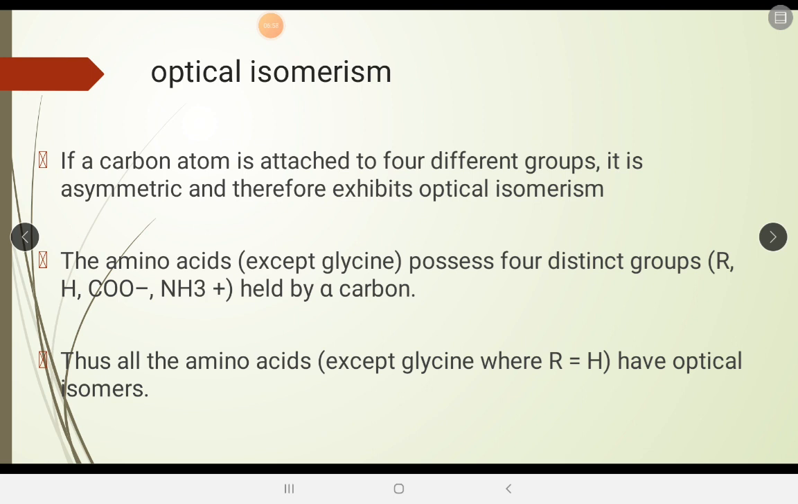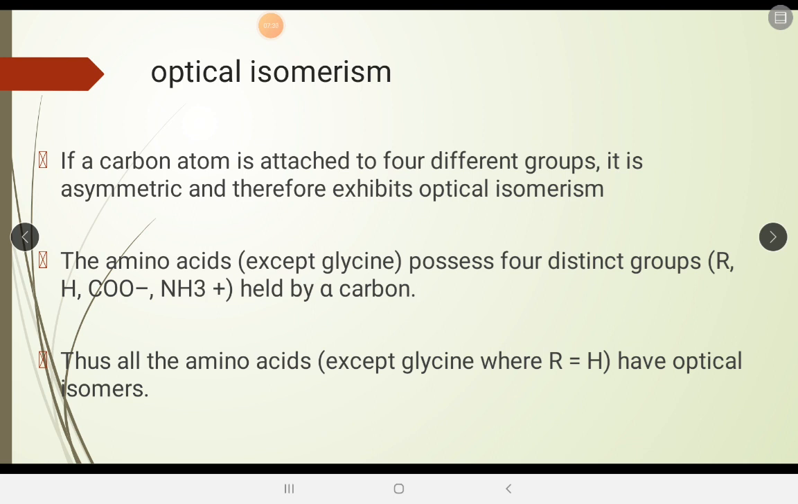Now, we will discuss an important property of protein, that is optical isomerism. What is meant by optical isomerism? If a carbon atom is attached to 4 different groups, it is called asymmetric and therefore exhibits optical isomerism.